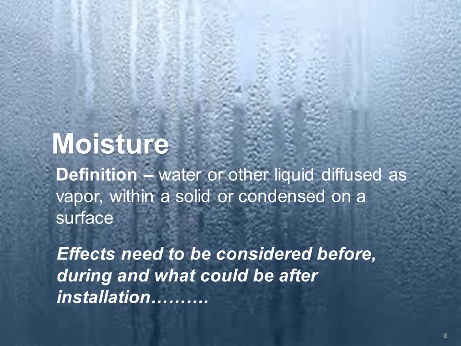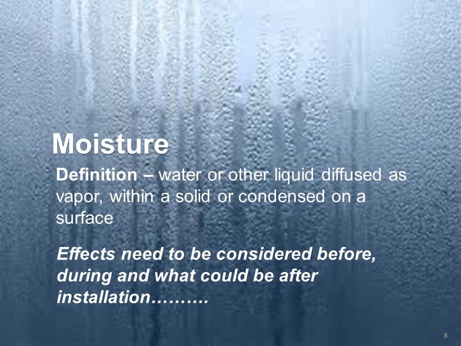Well, in order to talk about this and understand where we're coming from, we really need to understand the definition of moisture. According to the definition, it's water or other liquid diffused as a vapor or a gas, and it's within a solid or condensed on a surface. So those are the two types of areas that we're going to consider where moisture is a factor, whether it's in a solid material, such as a substrate, or is condensed on a surface, and how that affects a tile installation. So most importantly, these effects need to be considered before.